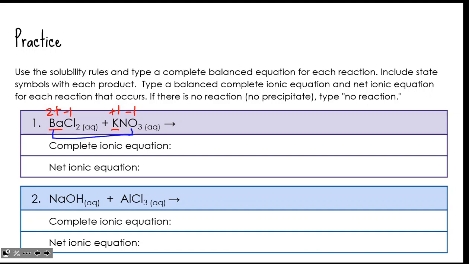All right, now that we have those, remember in a double replacement, the cation of the first compound combines with the anion of the second. The cation of the second combines with the anion of the first. That's how the switching goes. So we have to combine barium with nitrate and write that formula out correctly.